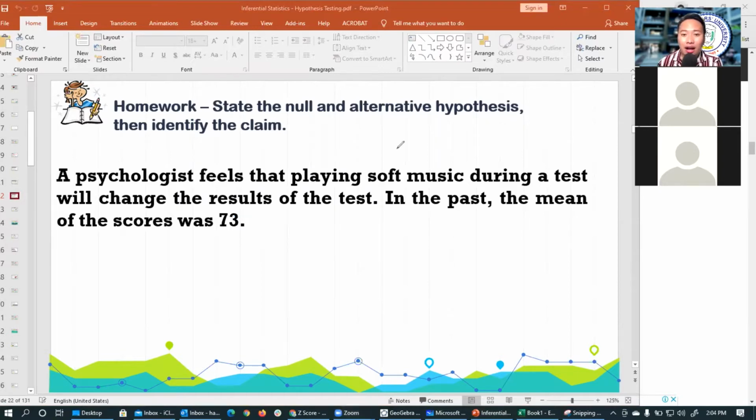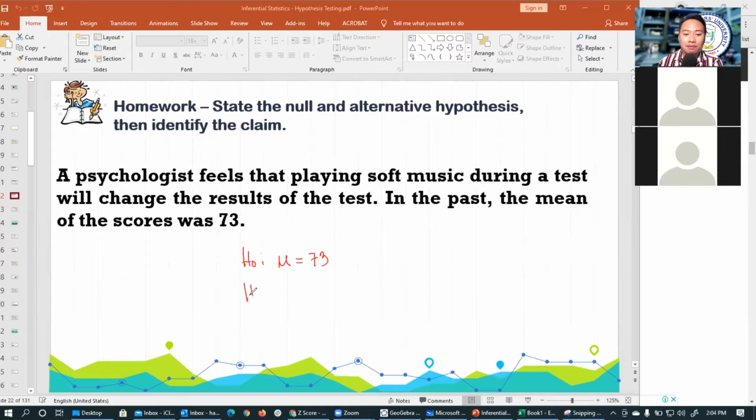So for this example, guys, our null hypothesis is going to be very easy because as I said, the null hypothesis would be the situation where there is no difference between a specific parameter and the population parameter or specific statistic. So null hypothesis is always equal to the mean or the average. In this case, it's 73.